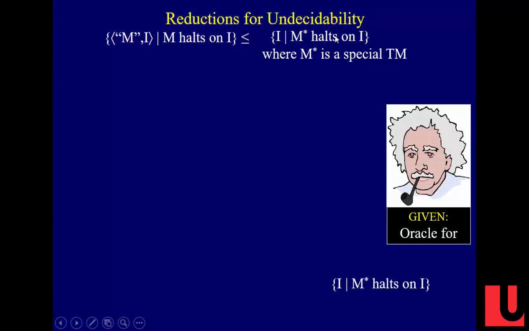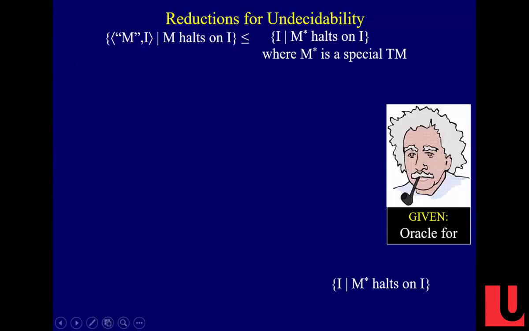All right? There's some M star that is special, and we're going to later get to decide what it is. We can have M prime be any special thing we want. It's some fixed Turing machine. And what's the problem? The input is going to be some I, and we want to know, does our special Turing machine halt on I or not?